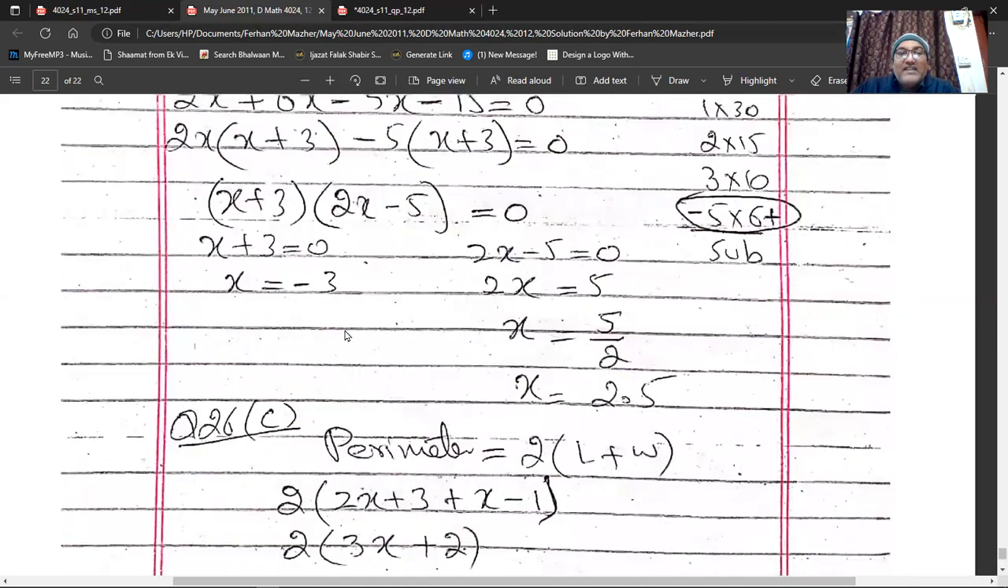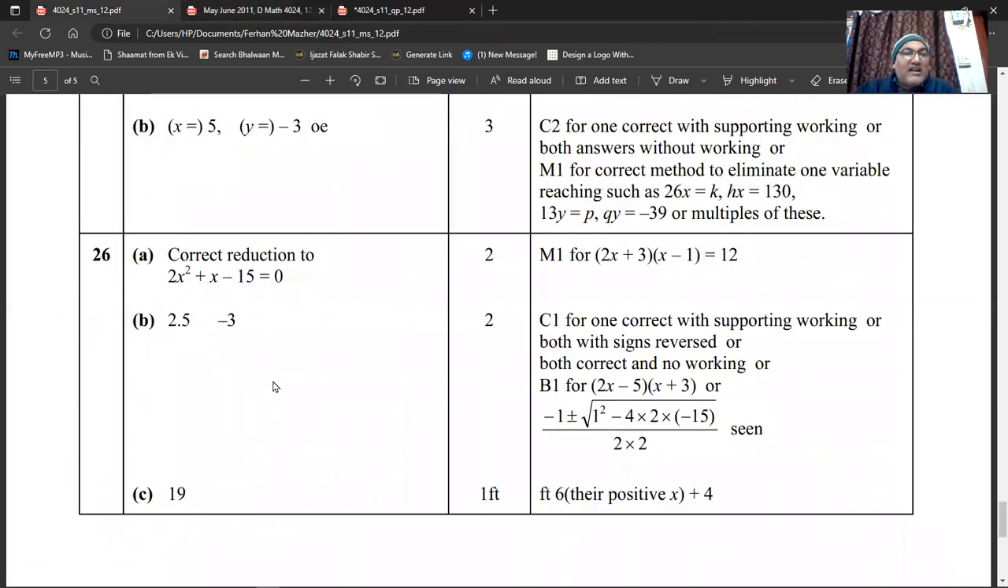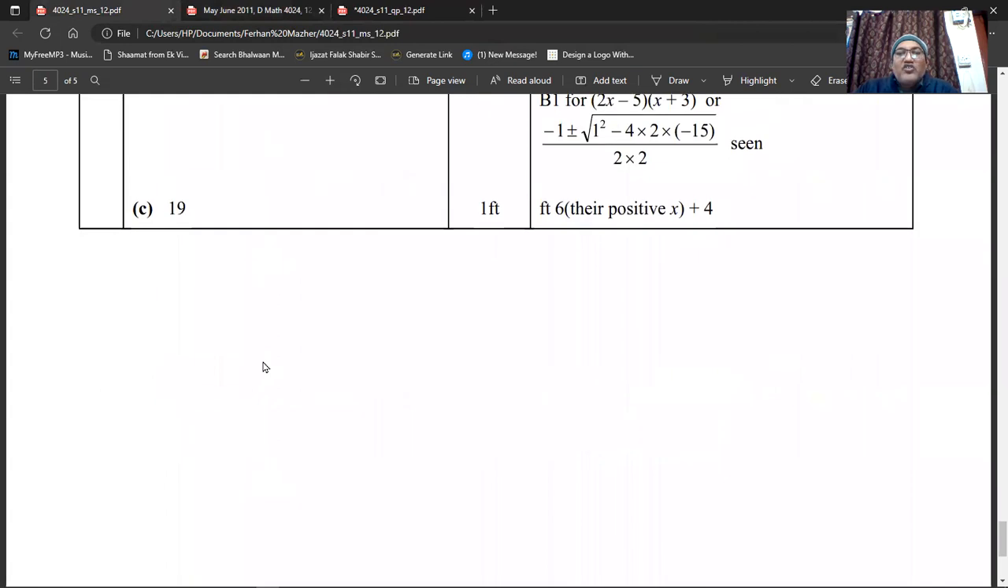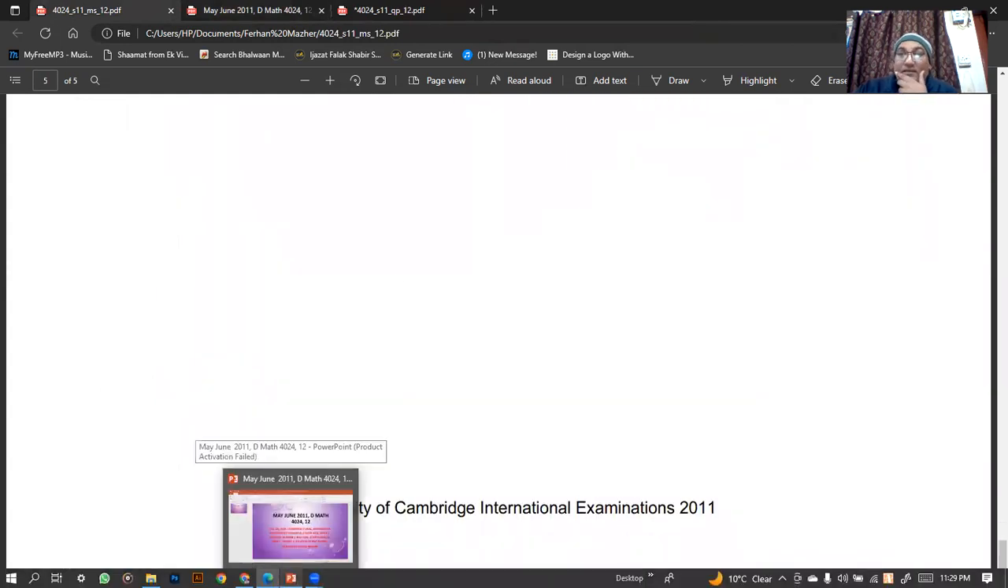There are two values of x. One is minus 3, so we neglect it. The positive value I will take. So the perimeter will be 6 into 2.5 plus 4. That will be 15 plus 4, which is 19 centimeters. So, my dear students, let me check the answer first of all. Okay, so the paper is over. There were 26 questions. We have completed them.